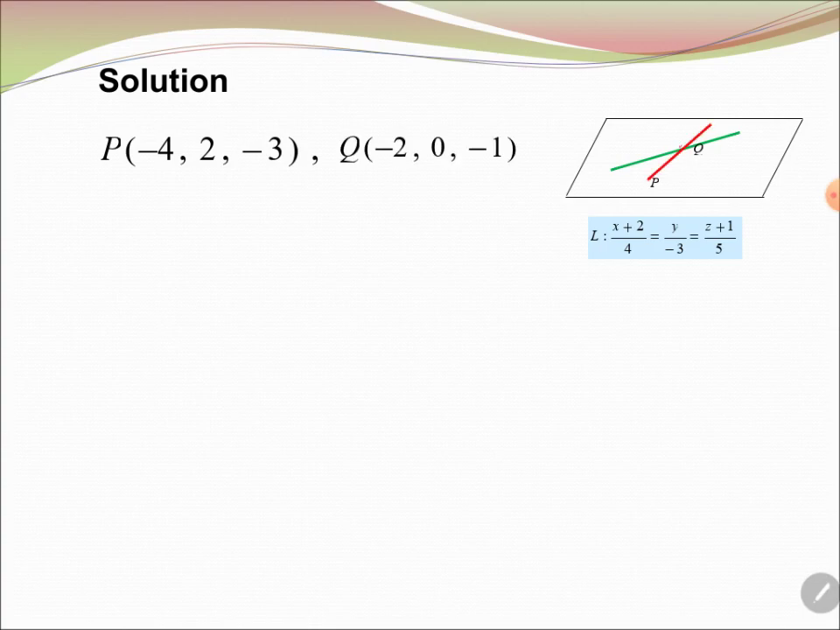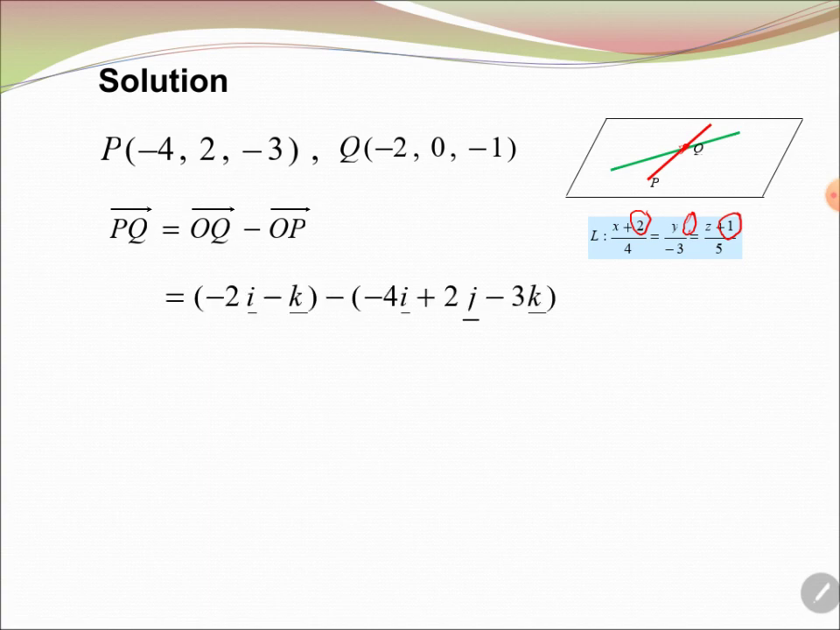So what we need to do is to find a point Q inside the line. So what do we have? The point Q here is given by the values in the numerator. So we have here x minus a, y minus b, z minus c. So we have -2, 0 and -1 as the point on the line and also on the plane. And then we have P, which is -4, 2 and -3. So what we need to do is to find PQ or QP.